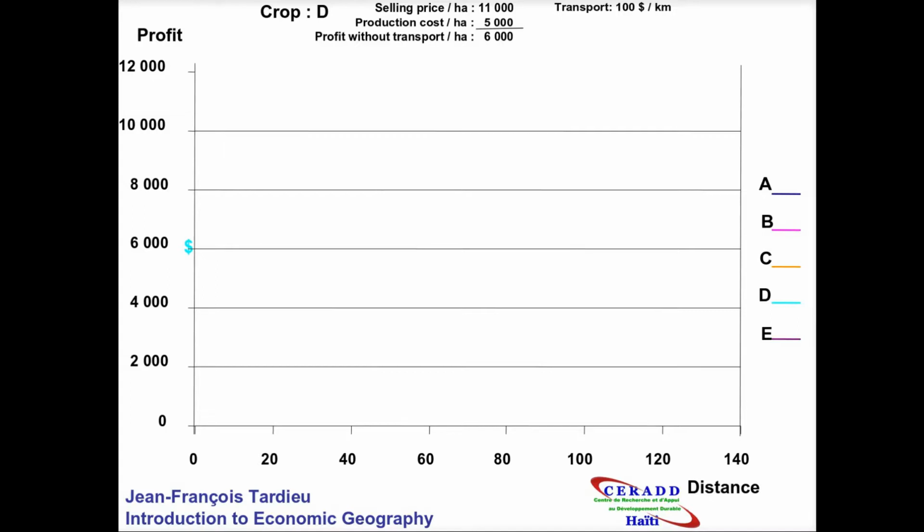This product will yield 6,000 monetary units in the vicinity of the city. Produced 10 kilometers from the city, it will yield 5,000 currency units. At 20 kilometers, 4,000 monetary units. At 30 kilometers, 3,000 monetary units. At 40 kilometers, 2,000 monetary units. At 50 kilometers, 1,000 currency units. And at 60 kilometers, it will bring back nothing and no farmers will practice it.